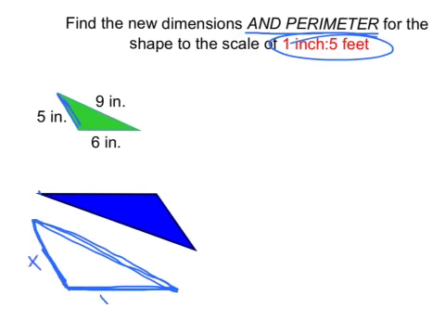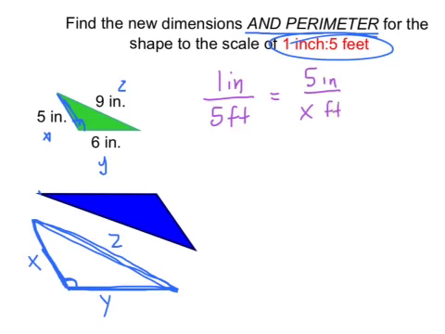So I can call this side X, Y, Z, and I know that this will be the one with my x. This side correlates to y, and this side correlates to my z. Because my largest angle is in the same spot now when I look at them up and down. So let's set up our proportions. 1 inch over 5 feet equals 5 inches over x feet. Notice my labels, inch, inch, feet, feet. I have it set up correctly. X equals 25. So this side is 25.